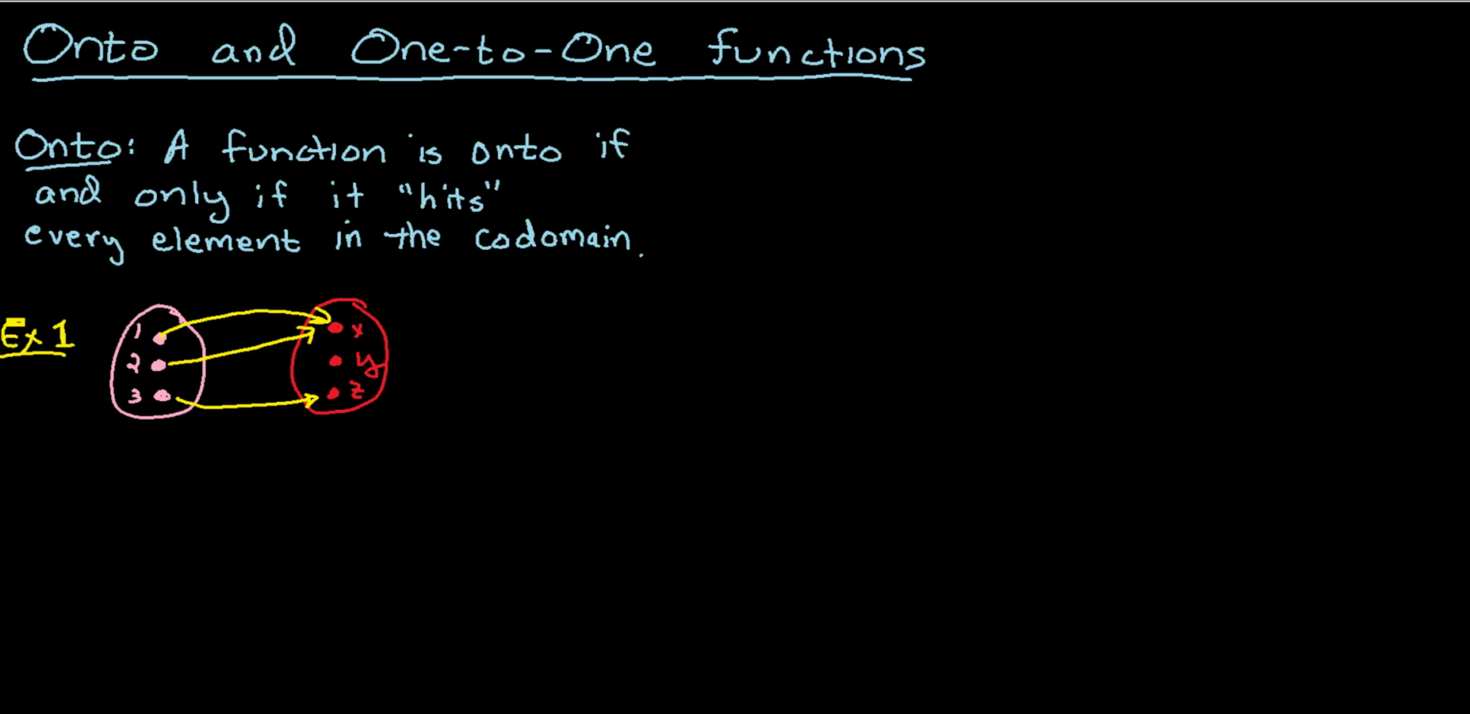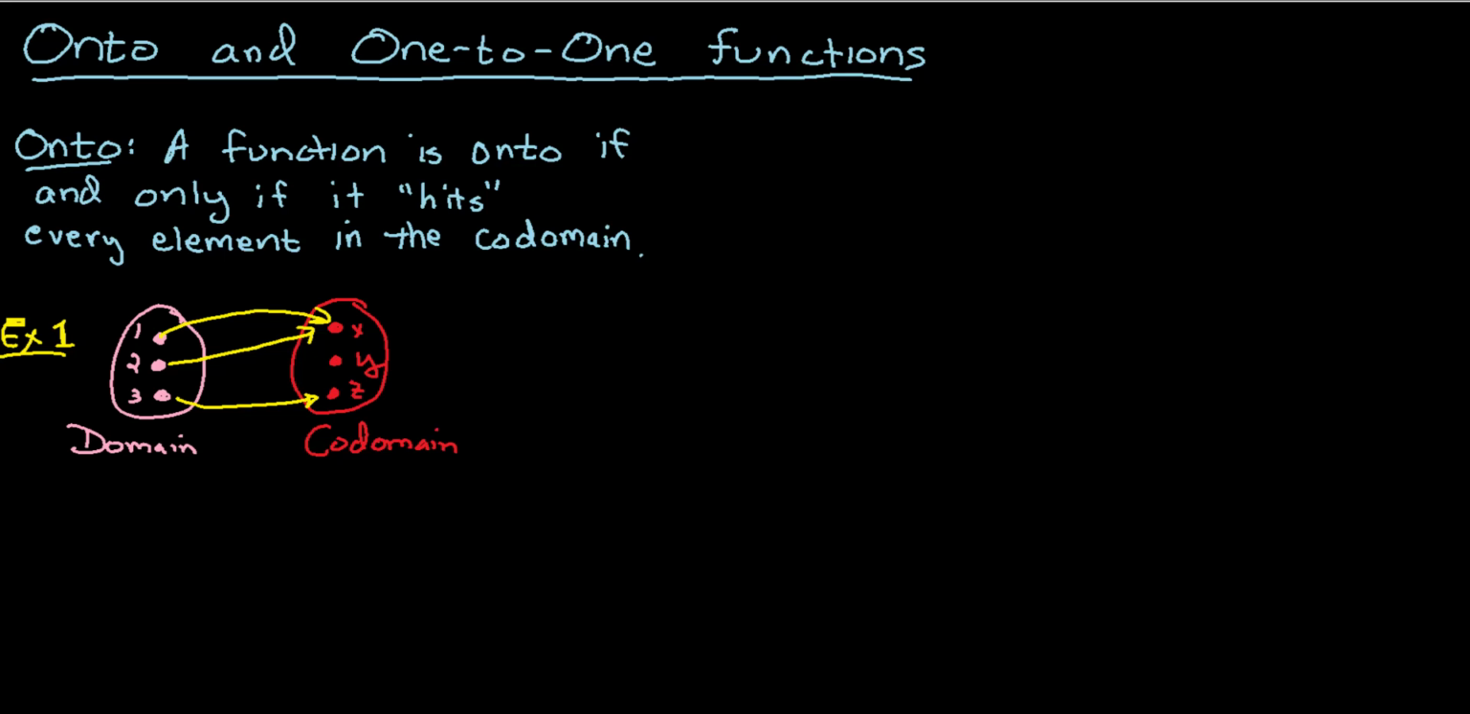Hi everyone, in this video I'd like to talk about onto and one-to-one functions. So we'll start with onto. A function is called onto or surjective if and only if it hits every element in the codomain. As a reminder, our starting set or our input set is called the domain, and the target space or the set of possible outputs is called the codomain.